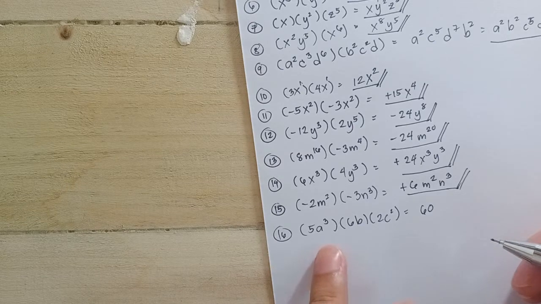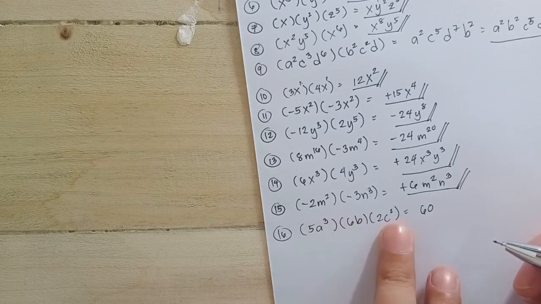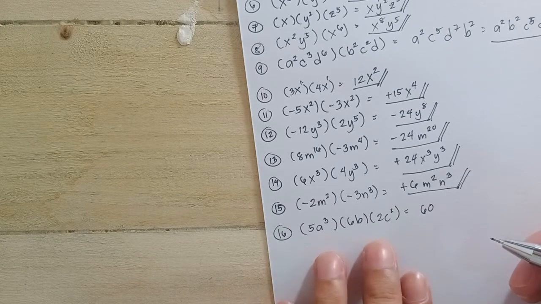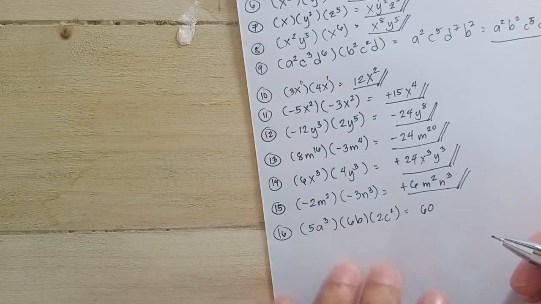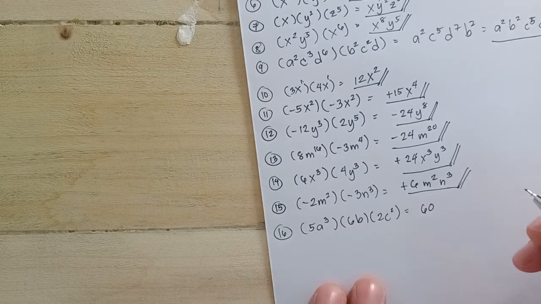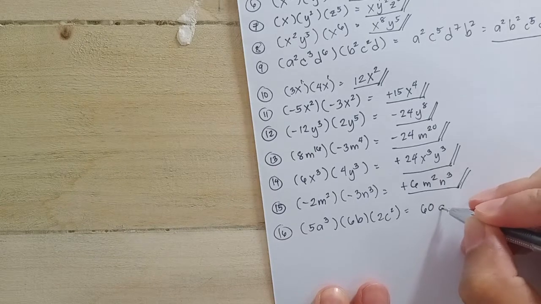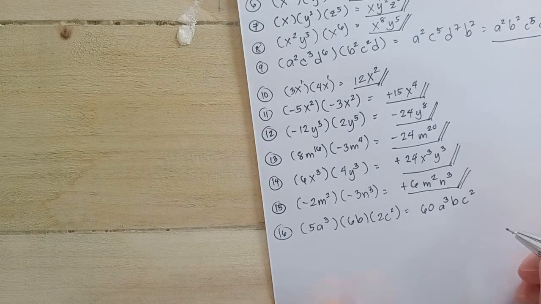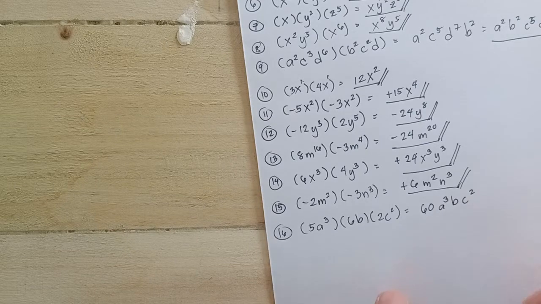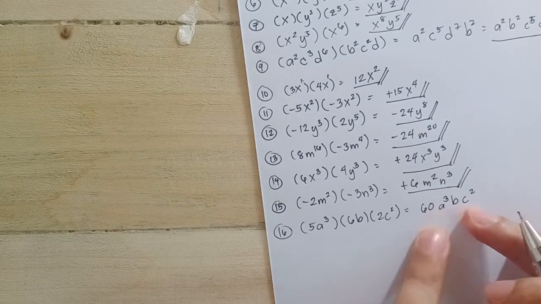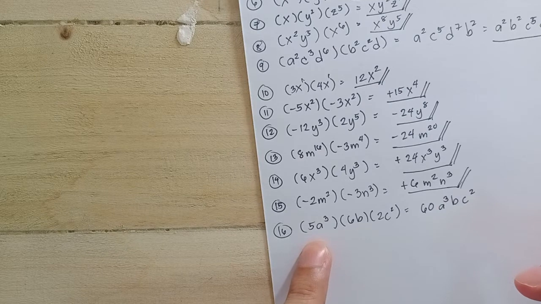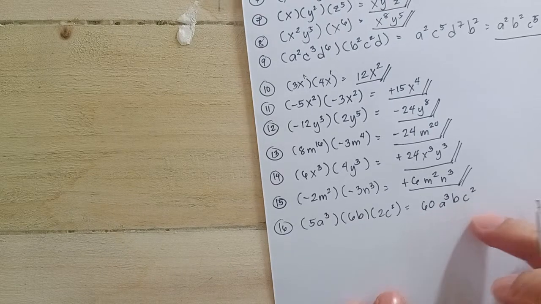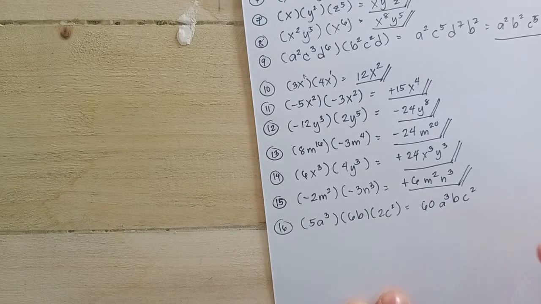Next, a raised to 3 times b times c squared. So, obviously, walang letters na magkaparehas. So, ang gagawin mo, you'll just copy lahat ng variable nila. So, a raised to 3, b, c raised to 2. And again, I suggest na dapat alphabetical yung pagkakaayos. Kung nauna yung b, tapos c, tapos a. Dito sa final answer, mauna yung a, tapos b, tapos c.